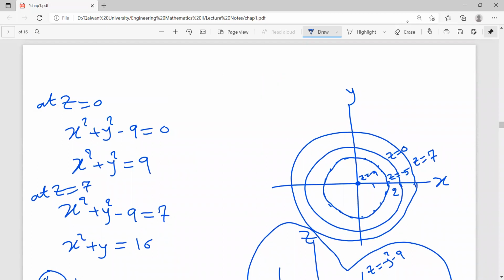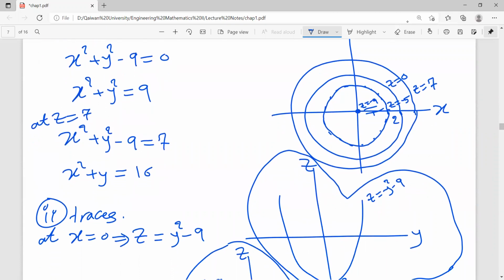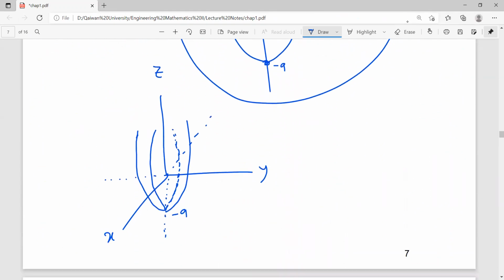And what else do we have? We have these circles. At -9, it's only a point. At -5, it's a circle of radius 2. At 0, it's a circle of radius 3. It's like this. As you see, it's a volume. It's not a plane.